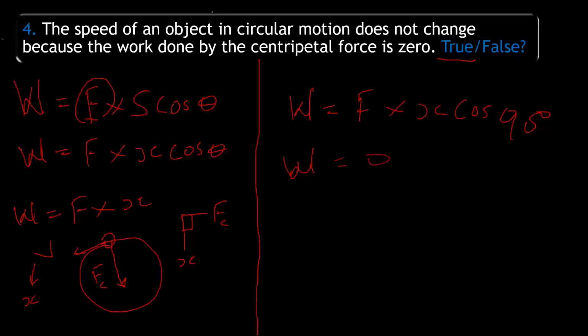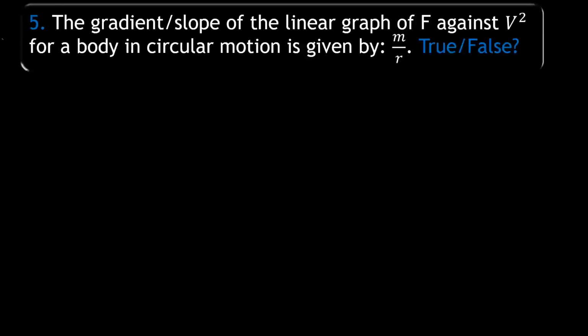So it's true. The last question. The gradient or slope of the linear graph of F against V squared for a body in circular motion is given by this. True or false? The answer is true. Now, why is it true? The formula for centripetal force is equal to mv squared all over r. Now, this can be written as Fc is equal to m over r times v squared.